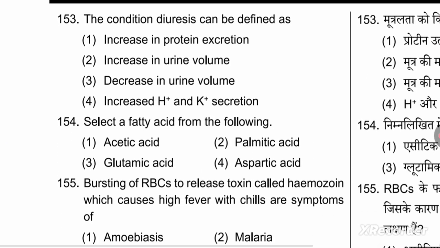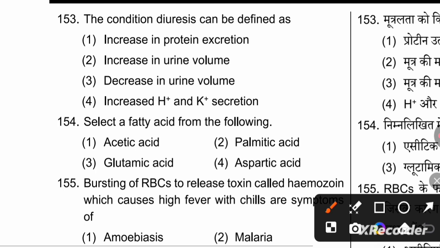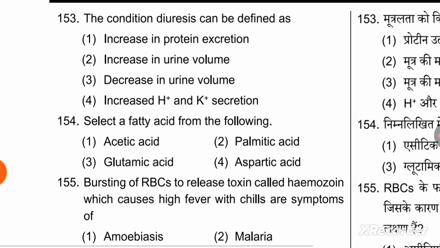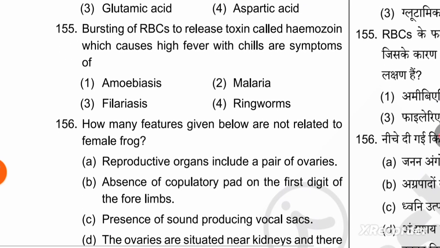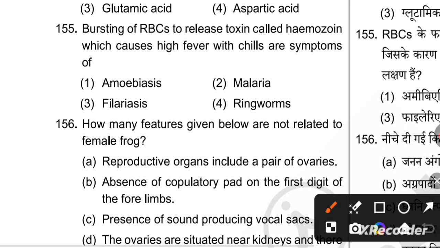Let us go to the 153rd question. The condition diuresis can be defined as, children, diuresis means increase in urine volume. 154th question, select the fatty acid from the following. Among them, the fatty acid is palmitic acid. 155th question, bursting of RBCs releases a toxin called hemozoin, which causes high fever and chills. These are symptoms of malaria.